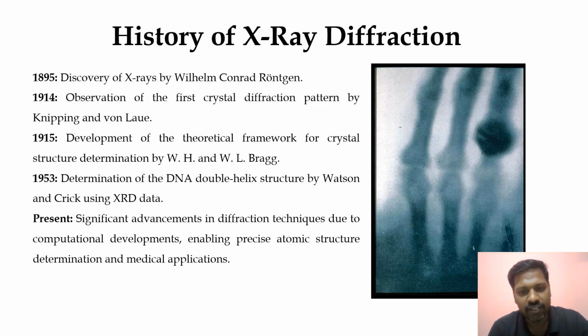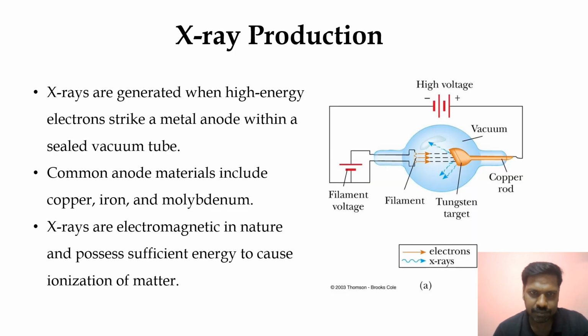So in this diagram is the production of X-rays. X-rays are produced inside the X-ray tube. High-energy electrons are accelerated and made to strike a metal target called anode. Common anode materials include copper and iron. When electrons hit the metal target, X-rays are generated.